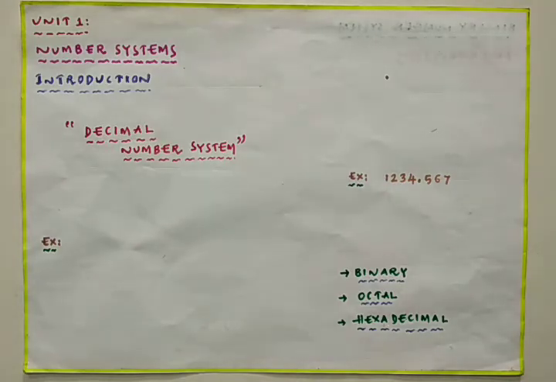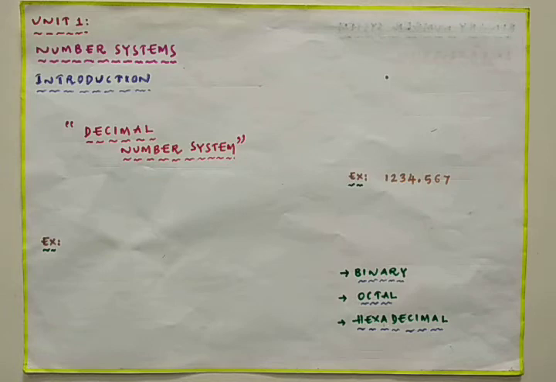If we take any number in this decimal number system, it is a combination of 0 to 9 only. If you take 1024, it is a combination of 1, 0, 2 and 4. Likewise, if you take any number in the world, if it is a decimal number, then it can be represented with 10 different digits or 10 different symbols. Those 10 different symbols are nothing but 0 to 9.